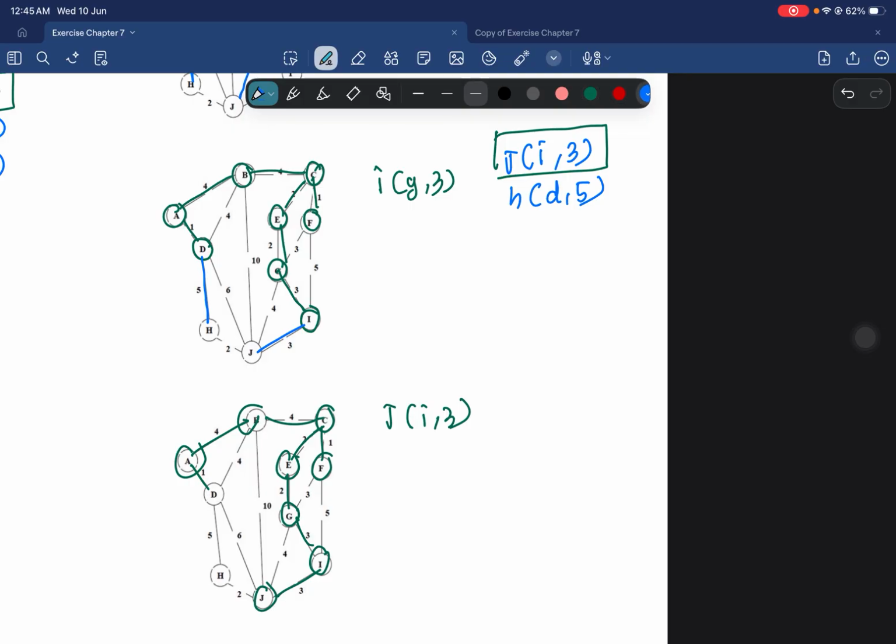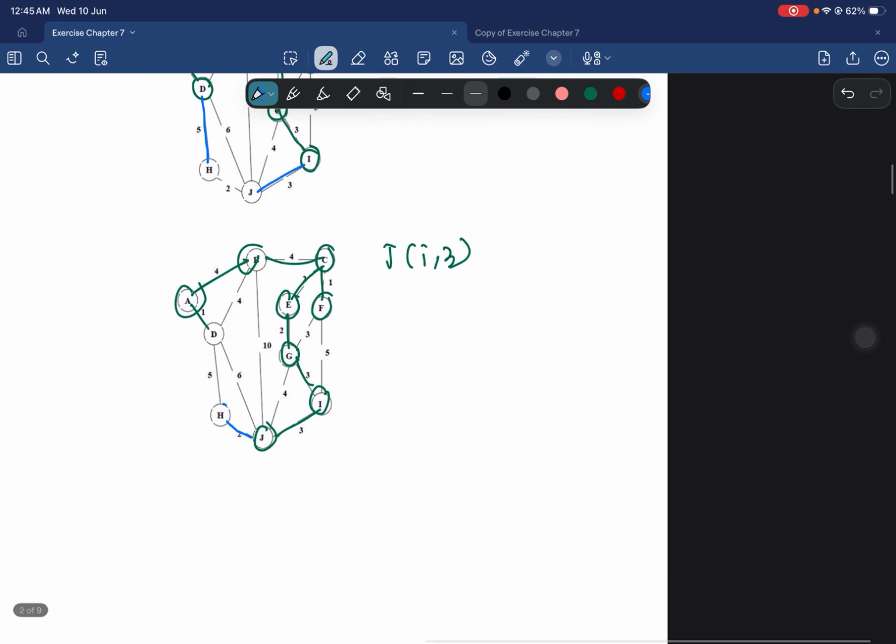So next, which one is connected to? We have H connected to D or J. So we choose J here. Alright, J, H2. So then this one will be J, H2.